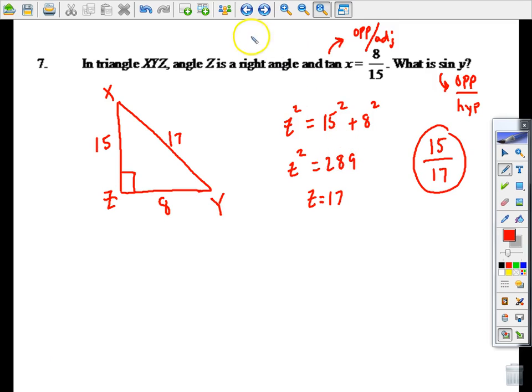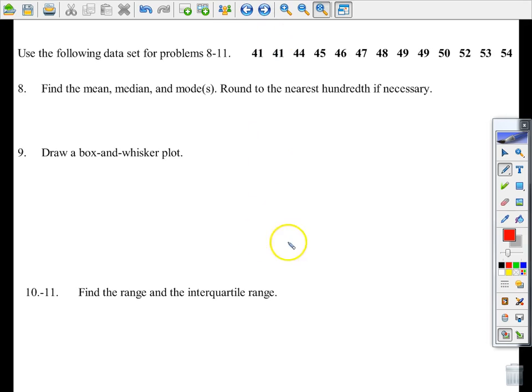All right, very good. Let's move on to number 8. For number 8, we're asked to find mean, median, and mode. And here's my data set. So remember, to find the mean, it's the sum of all of these numbers, and then divide that sum by the number of terms in your data set. So we have 1, 2, 3, 4, 5, 6, 7, 8, 9, 10, 11, 12, 13 numbers in our set. So let's just grab our calculator and start adding.